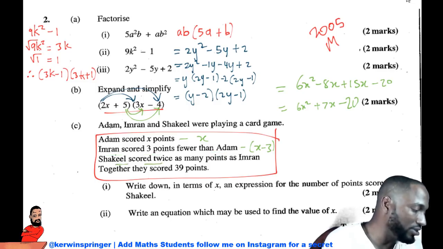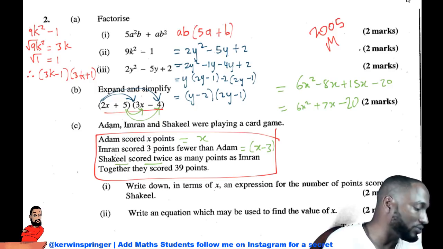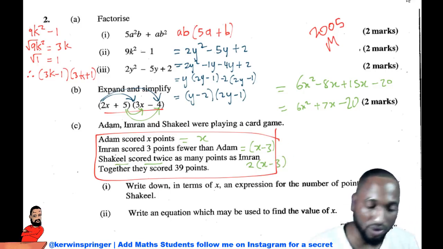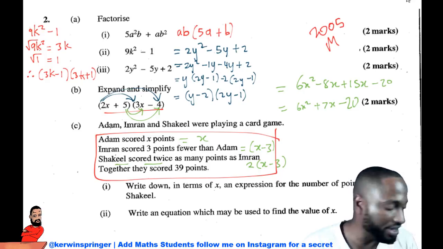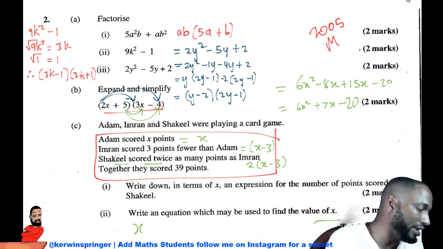And Shaquille scored twice as many points as Imran. So it has some little tricks going on here. He scored twice as many as Imran. I don't want to put that dash there and make you think it's a negative sign. So he scored twice as many as this guy. Understand? So all those who say 2 into x minus 3, great. Next part. Together they scored 13. Right, an equation. They didn't even ask for the value of x. They just want you to write the equation. So you write down all the stuff: x, you add up Adam, then you add in Imran.